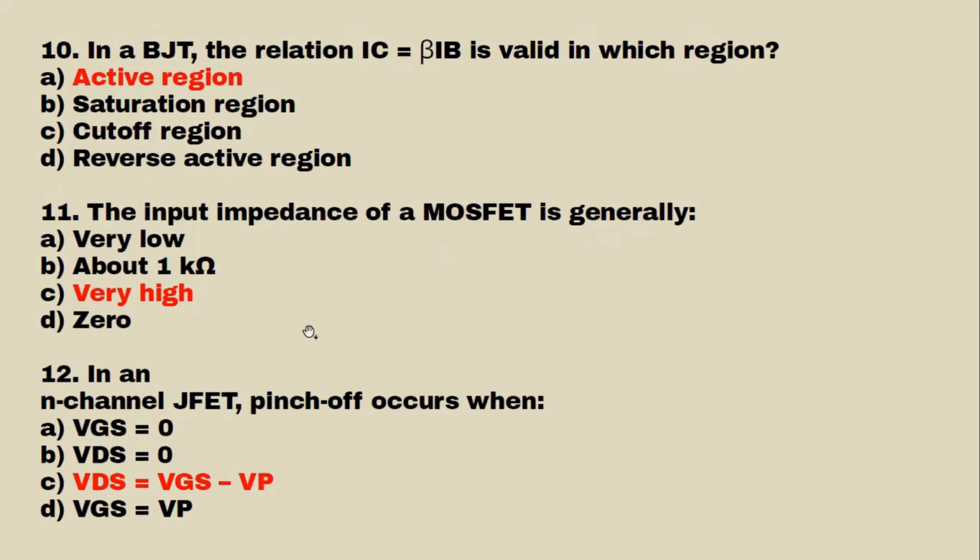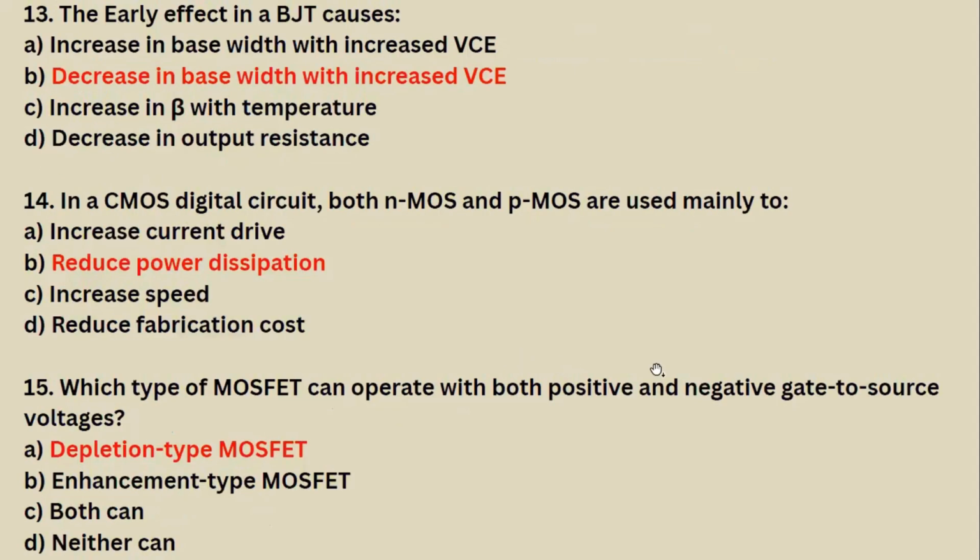Right, the input impedance. In an N-channel JFET, pinch off occurs when? You should study this fundamental, because what pinch off is and all, I have not explained to you, but you should study. VDS is equal to VGS minus VP. That is the correct answer for question number 12. Okay, right. So next is 13. The early effect in a BJT causes a decrease in base width with increased VCE, that is, the voltage will increase at the collector point. Okay, so the answer should be B.